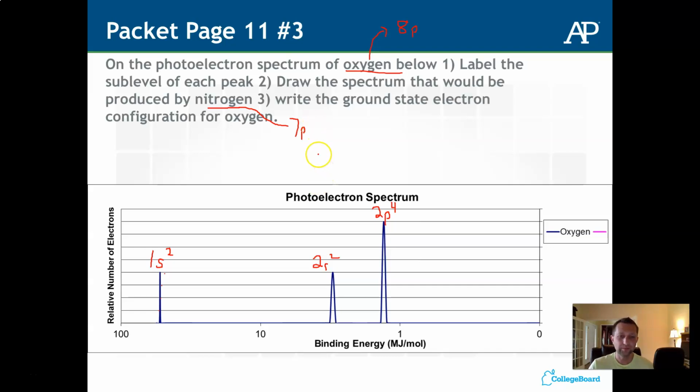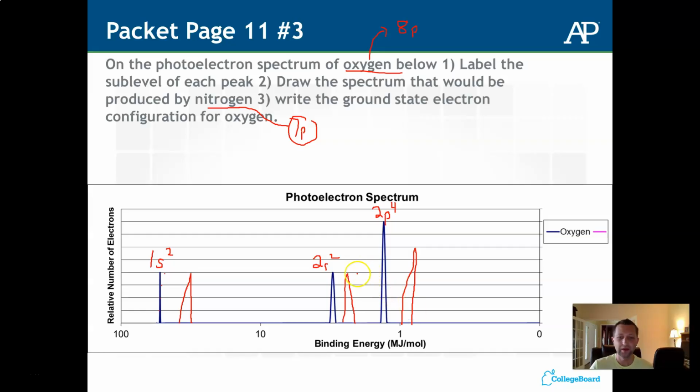Okay, will the peaks for nitrogen be further to the right or to the left of the oxygen peaks? Well, with 7 protons, easier to remove electrons from nitrogen. Easier means a less binding energy, less ionization energy, so we're further to the right. So nitrogen will be 1s2, 2s2, and 2p3. Okay, so we're going to go to about, let's see, or about right here, I guess. So that's going to be our peak for that.